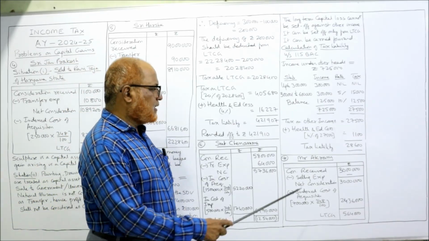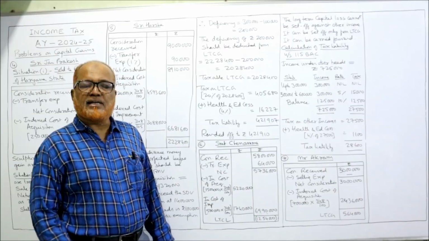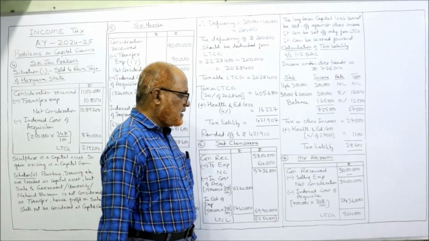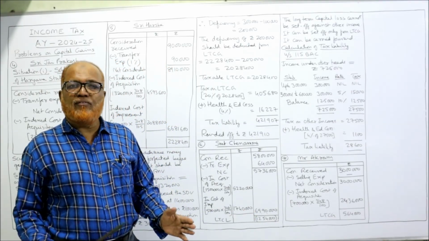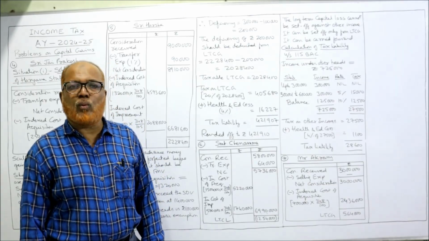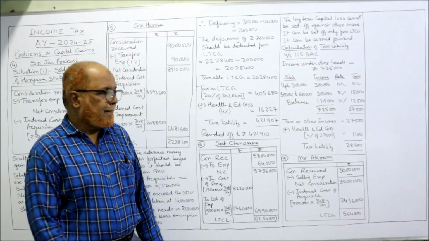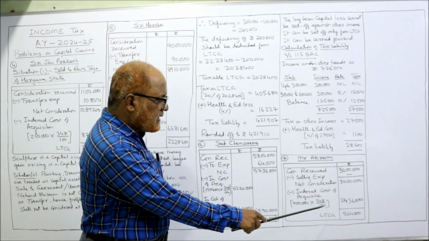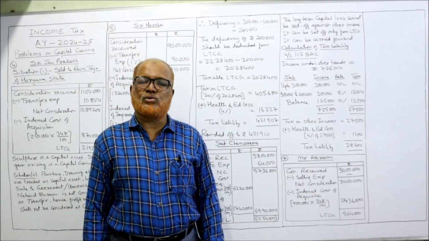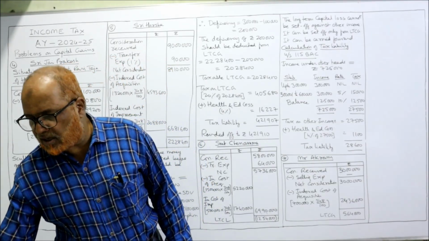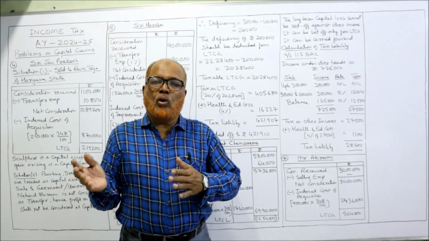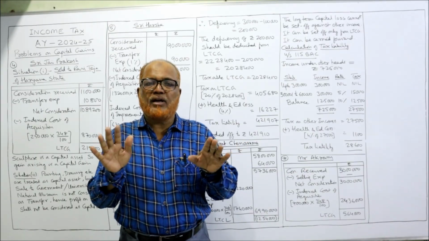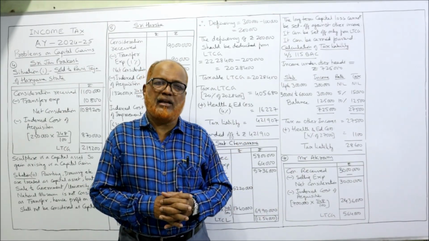Very simple problem. Consideration received is 30 lakh. Transfer expenses are not allowed because they are due but not paid. Net consideration is 30 lakh. Indexed cost of acquisition: the fair market value on 1/4/2001 is 7 lakh, given in the problem, into 348 by 100, you will get 24,36,000. The capital gain is 5,64,000, long-term capital gain. In the working note, you should write down that the loan taken by mortgaging the gold ornament and interest due should not be considered while calculating long-term capital gain.